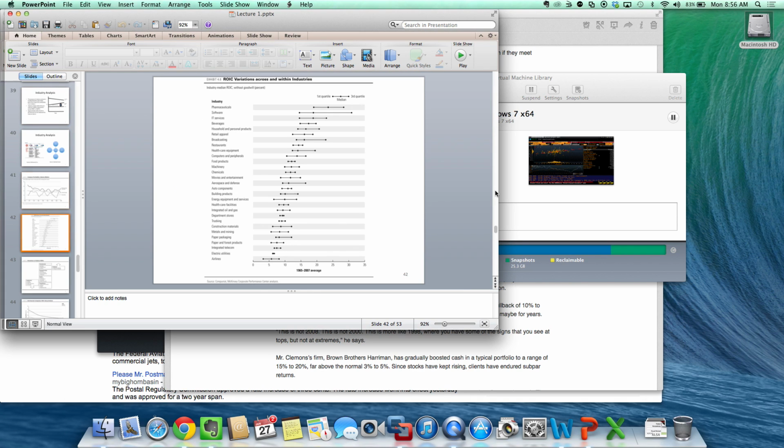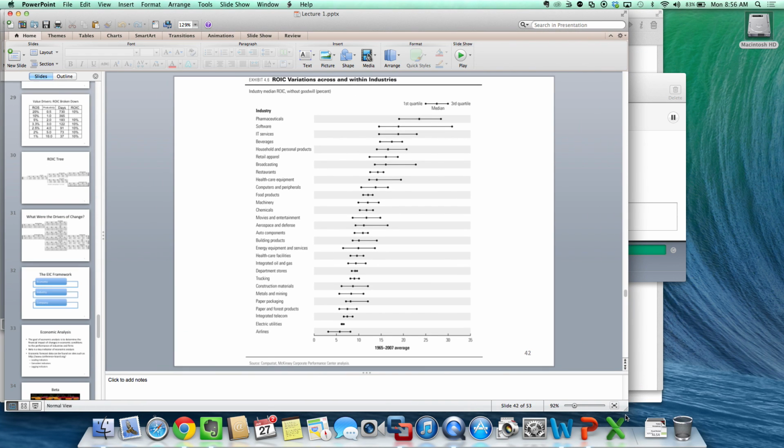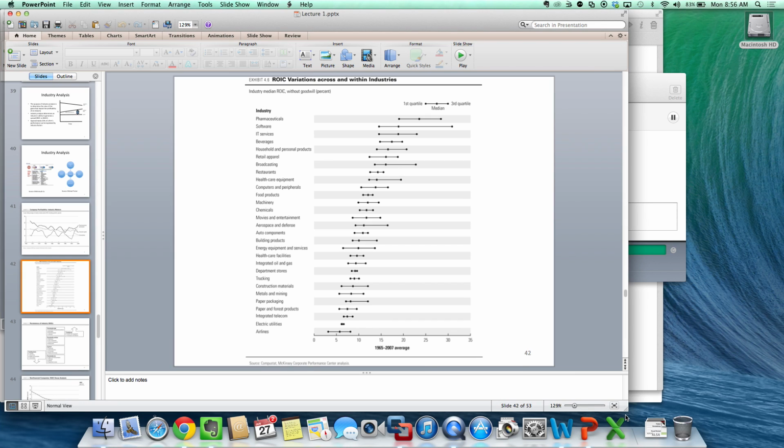So this was a table out of the book, and what it shows is basically about 40 years worth of historical data, and it shows the different ROICs for different industries over that 40-year time frame. And during that time frame, the average industry earned about a 9% ROIC, but clearly some industries did better than others. All right. So during this 40-year historical time frame, the best performing industry was pharmaceuticals.